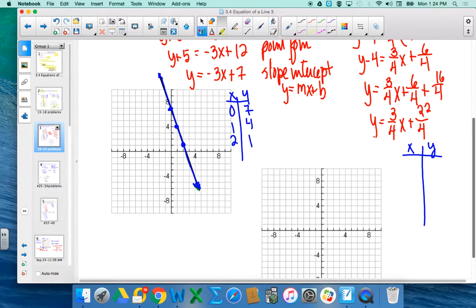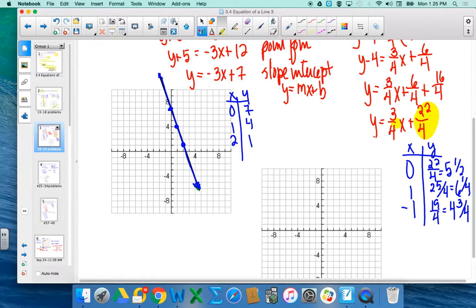Alright. Because that's a fraction and this is a fraction, and you'll notice I did not simplify this. I would choose 0 and get 22 over 4, which is equal to 5 1/2. And then I would choose 1 and negative 1. If you choose 1, you get 25/4, which is 6 1/4. If you choose negative 1, you get 19/4, which is 4 3/4.